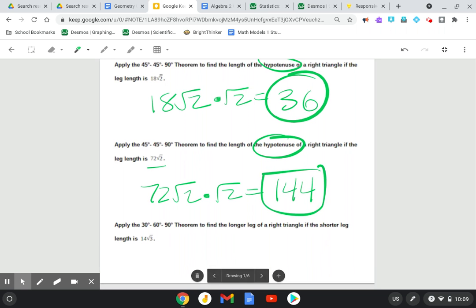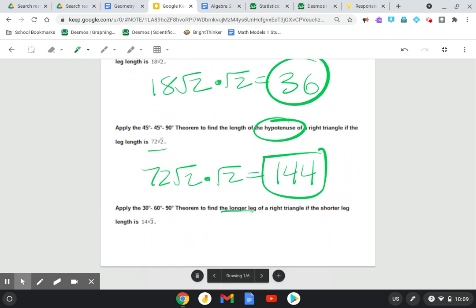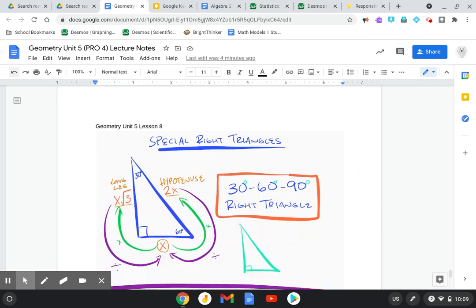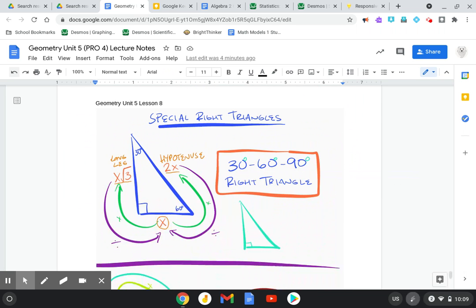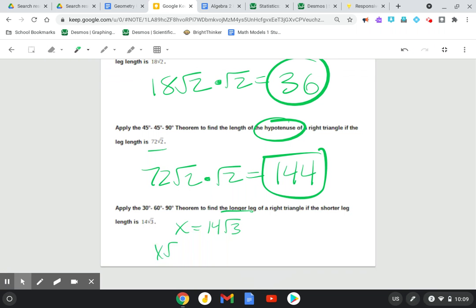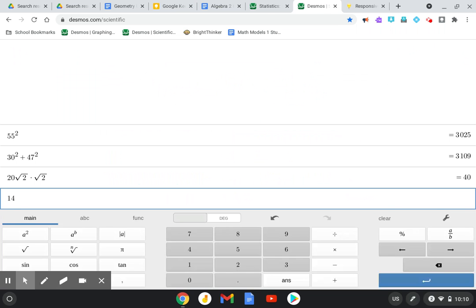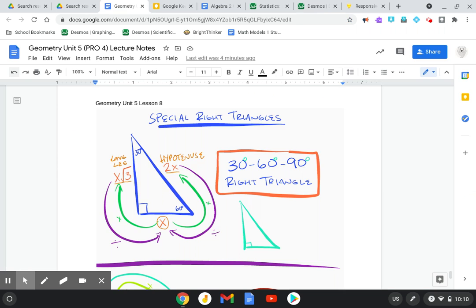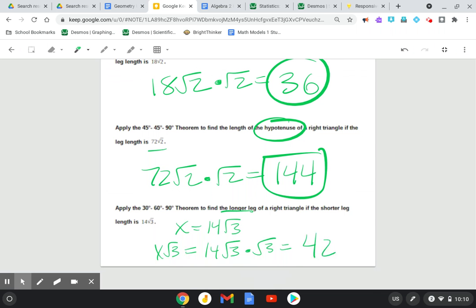So we know the shorter, and then on the next one, we're trying to find the longer leg. If the shorter leg, x equals 14 square root of 3, we see that if we go from the shorter leg to the longer leg, we multiply by the square root of 3. So we're going to multiply by the square root of 3. So that gives me 14 square root of 3 times square root of 3. So let's put that in our calculator. 14 square root of 3 times the square root of 3. And we get 42 right there. So that's going to be my answer for that one.